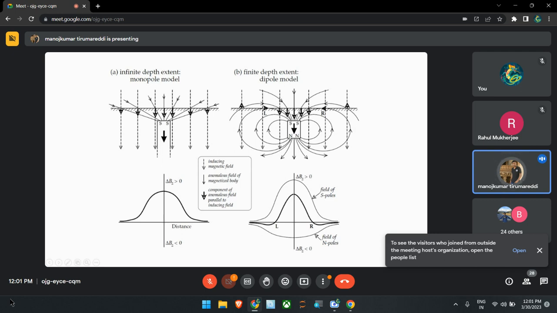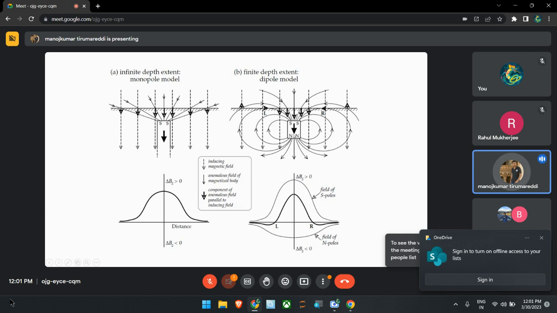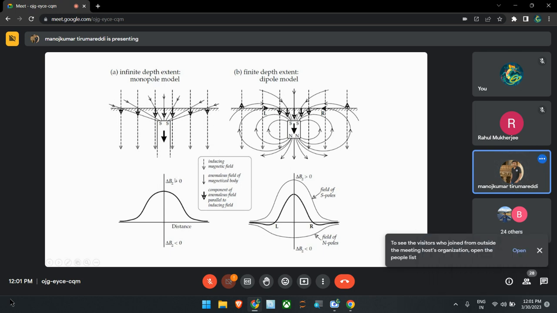Because of that north pole, the TMA changes, and this is the figure he discussed for the field. At the pole, the vertical field and total field components will both be the same.